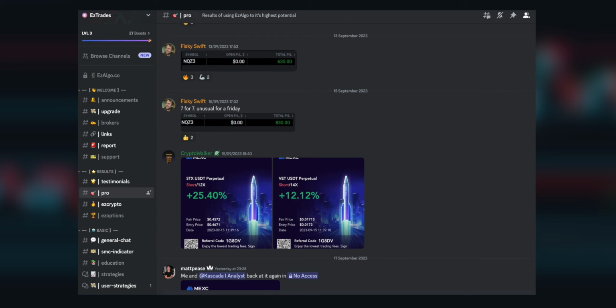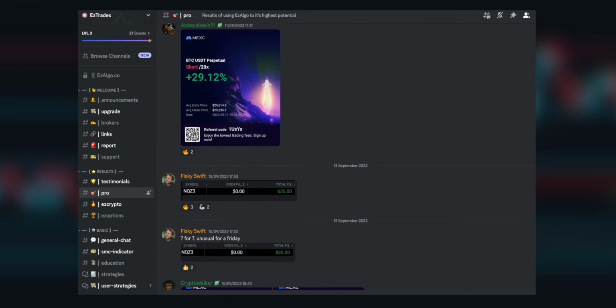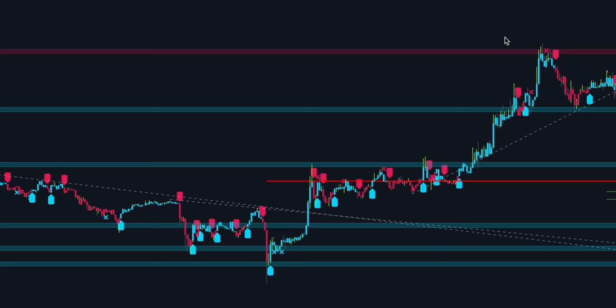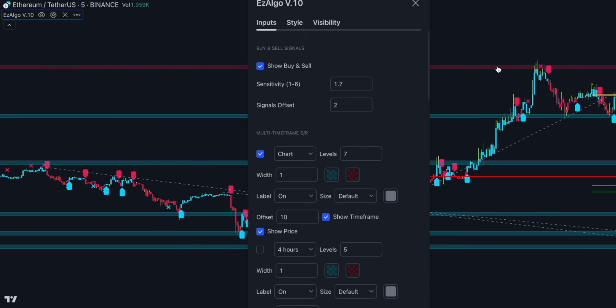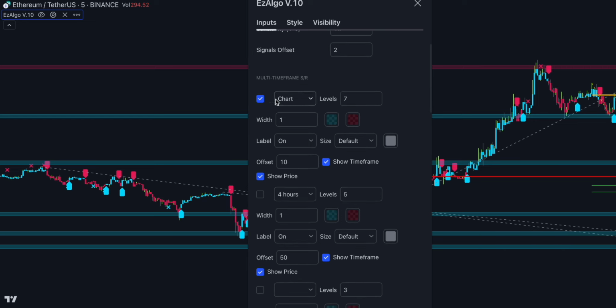Once you activate your plan, you'll see the indicators in the Invite-Only tab. Click on Easy Algo V10 and open its settings. In the Input section, adjust the indicator as I'm doing right now.